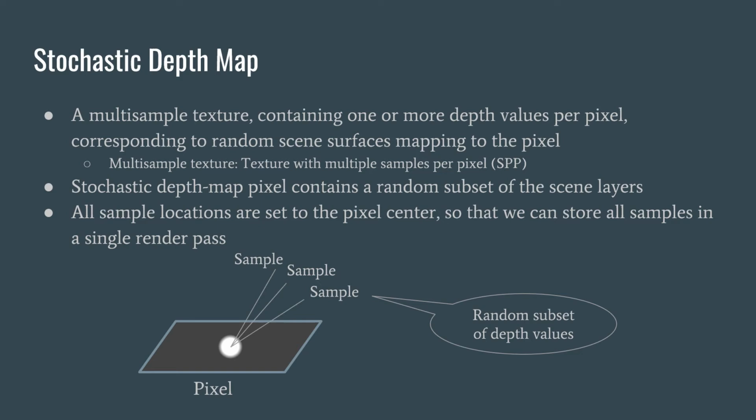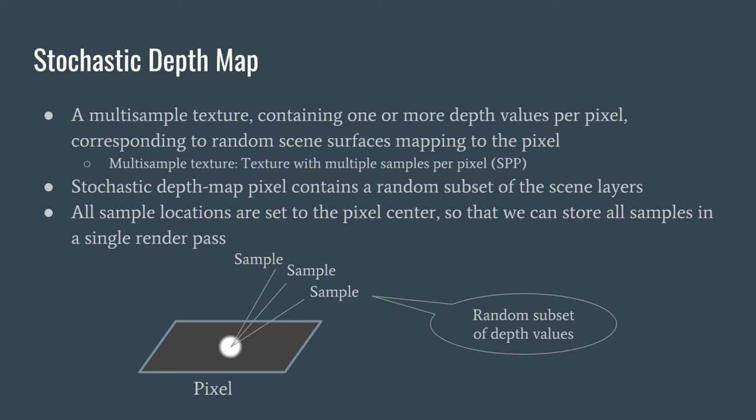Stochastic depth map is a multi-sample texture containing multiple samples of random depth values per pixel. Because it's a texture, its multiple samples can be fetched from shaders. To put it simply, it's a texture which contains multiple samples, and each sample contains a random subset of depth values, like the first, third, seventh, and ninth scene layer.